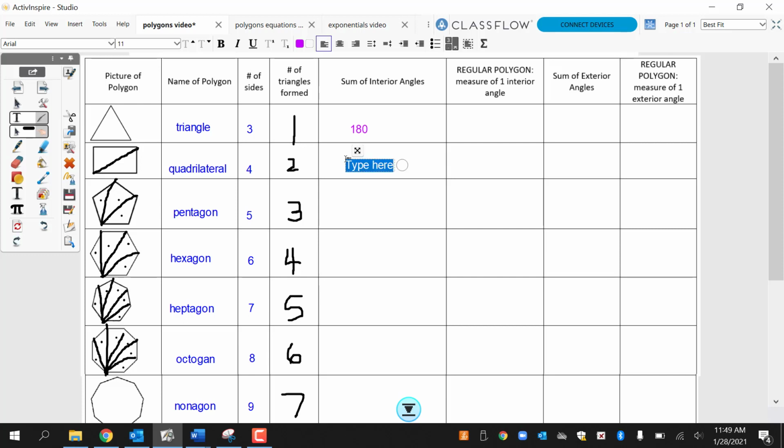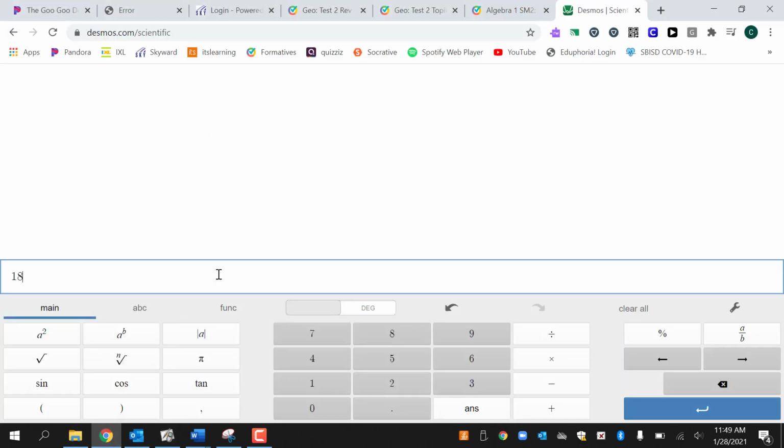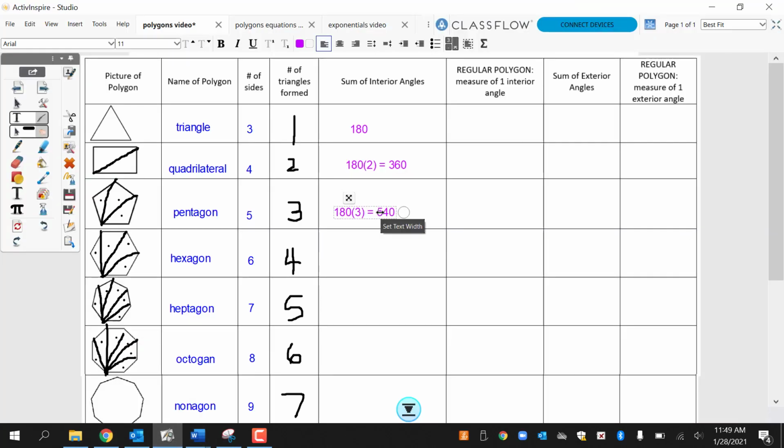In a 4-sided shape, there are 2 triangles, so we would do 180, that's how many are in a triangle, times 2. If you don't know, you would type 180 times 2 in the calculator, equals 360. So in any quadrilateral, all the angles together should add up to 360. We continue. In a pentagon, there are 3 triangles, so we're doing 180 times 3, which I need to type in the calculator. 180 times 3 is 540. So pentagons add up to 540.